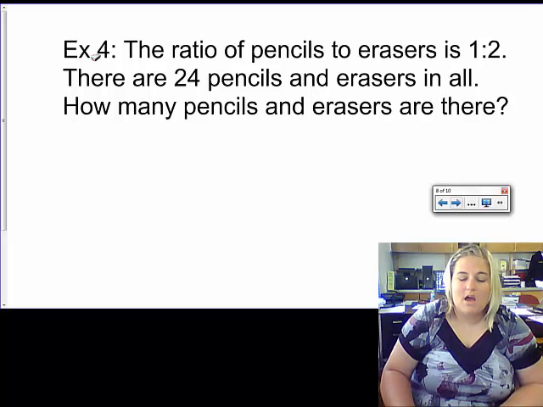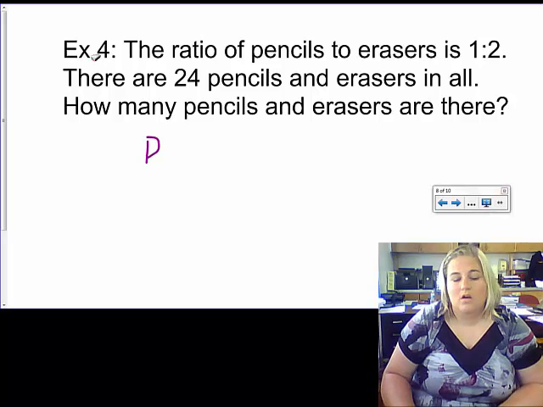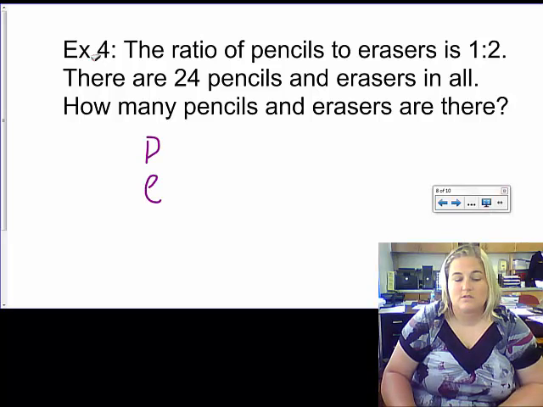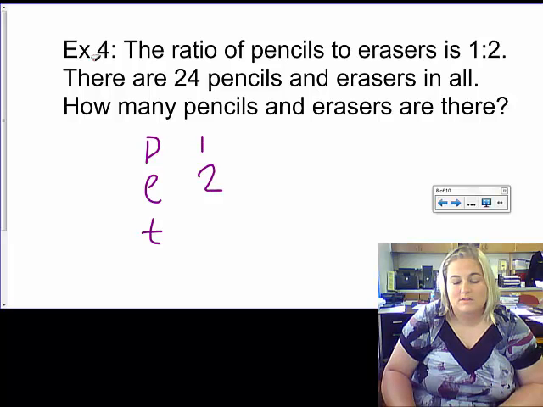The ratio of pencils to erasers is 1 to 2. There are 24 pencils and erasers in all. How many pencils and erasers are there? So first of all, I know that I'm talking about pencils, erasers, and the total. Pencils, we know, is 1 to 2. The total is going to be when we add these. So that would be 1 plus 2 is 3.